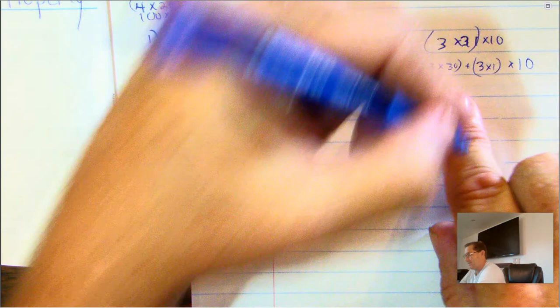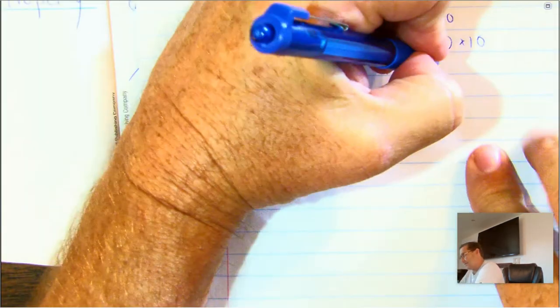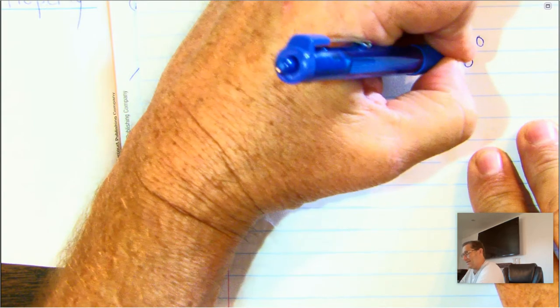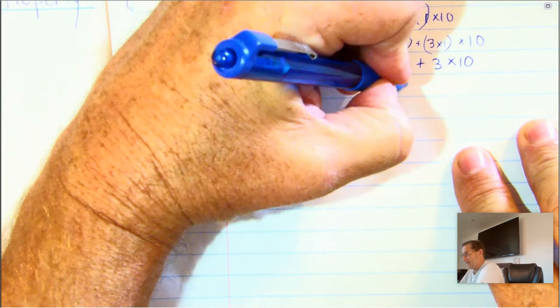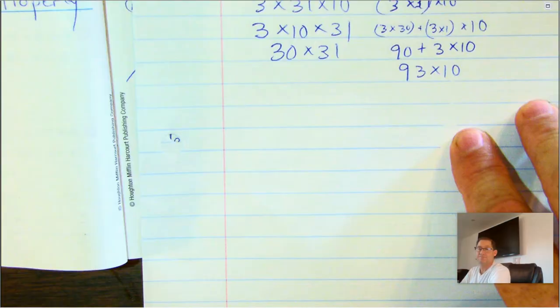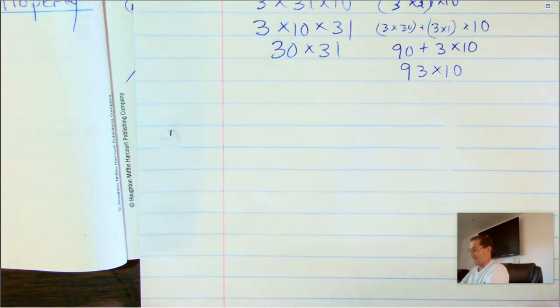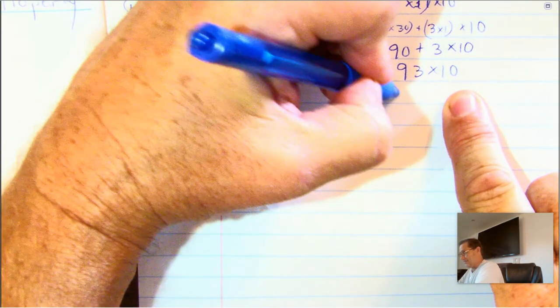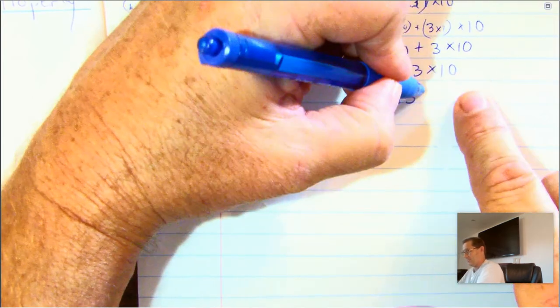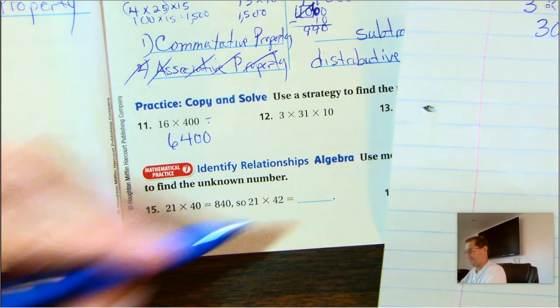3 times 30 is 90. 3 times 1 is 3 times 10. So 93 times 10. That's a little easier to do. 93 times 1 is 93. And put the 0 from the 10. So 930.